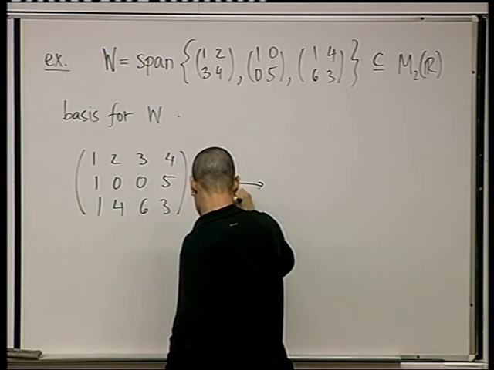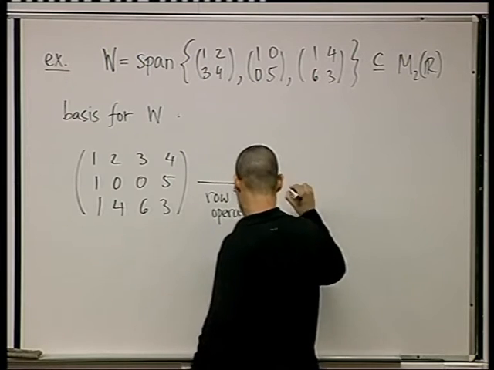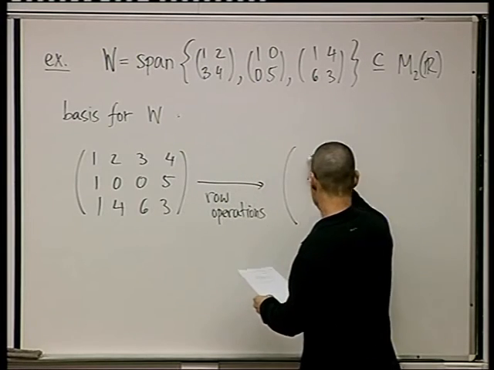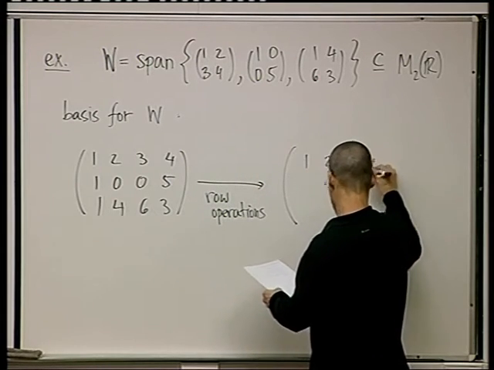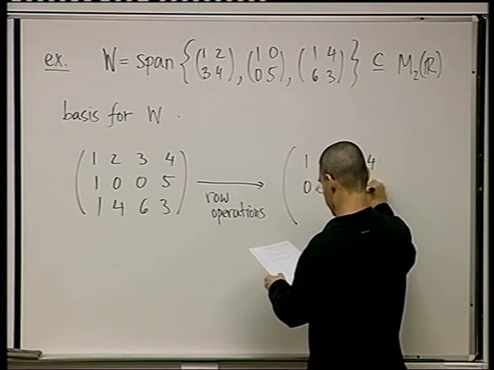Row operations. Echelon form. You can verify that what I did is correct.